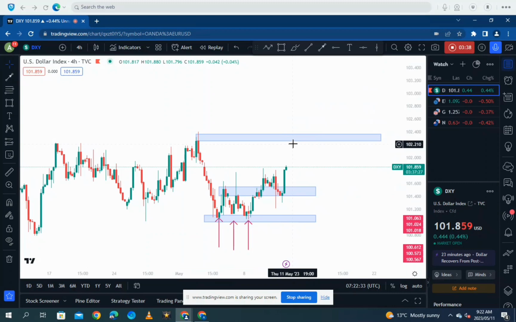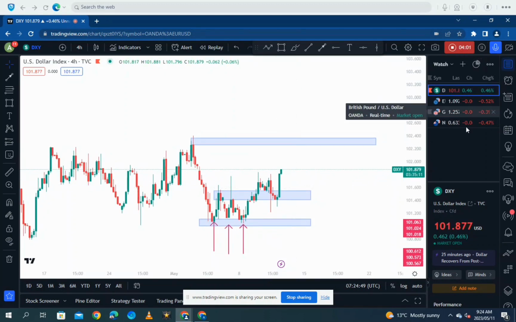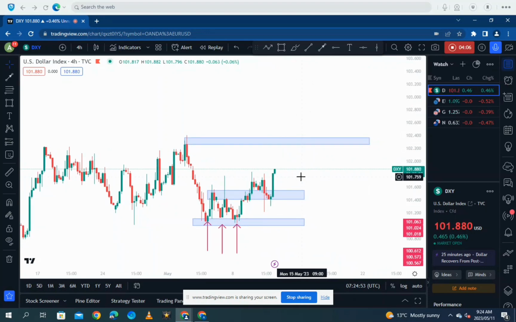I definitely expect the DXY to push until that level there, especially since we just saw aggressive bulls violating around these levels here. So I do expect the DXY to be pushing up. This is very important here.